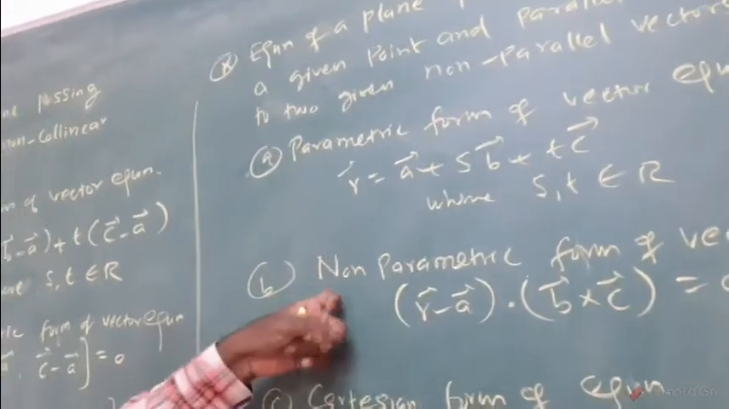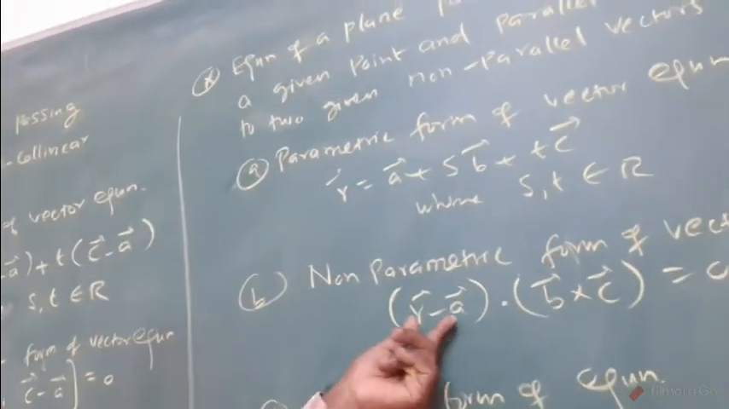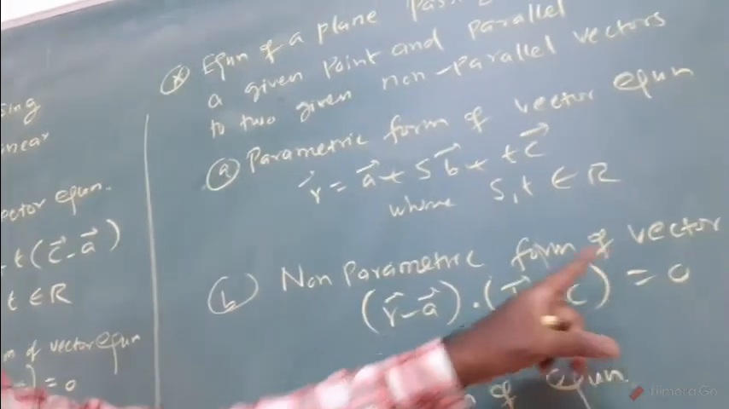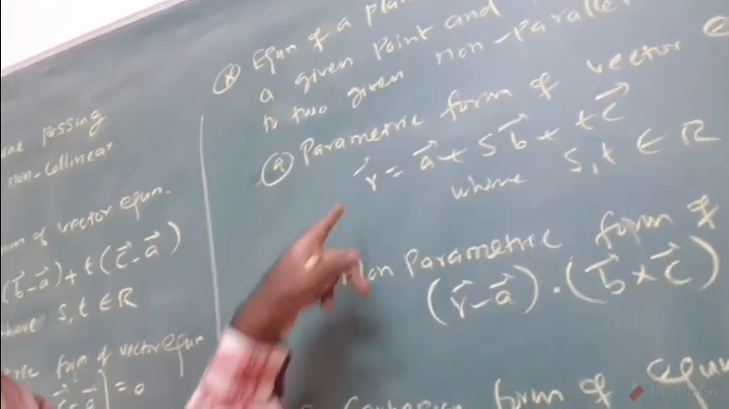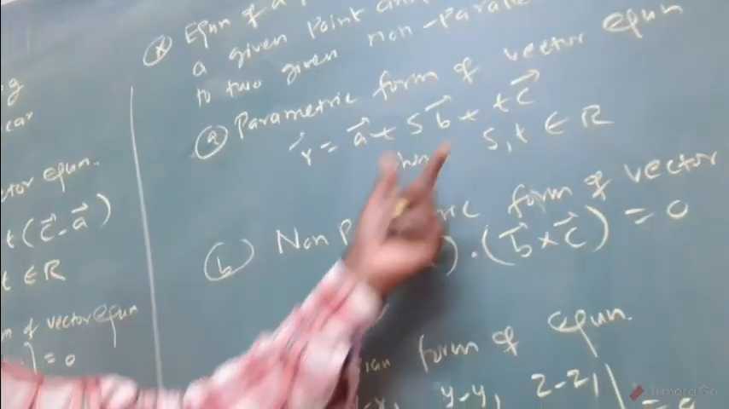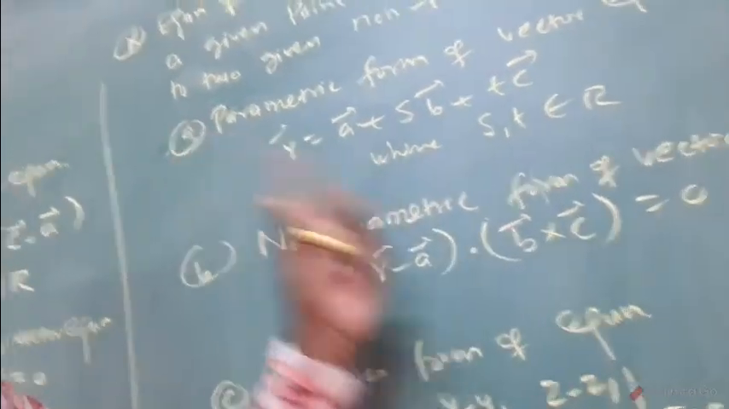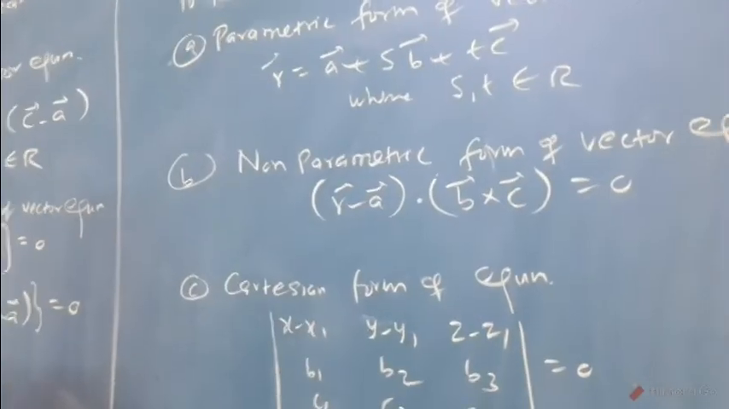The same thing, the non-parametric form of the vector equation. This was parametric, now non-parametric. What is the formula? (R minus A) dot (B cross C) equals 0. That means what? R minus A, where R is the standard value R and A is our assumption, subtract. Then take the dot product with the cross product. After substituting, that is the non-parametric form of the vector equation.